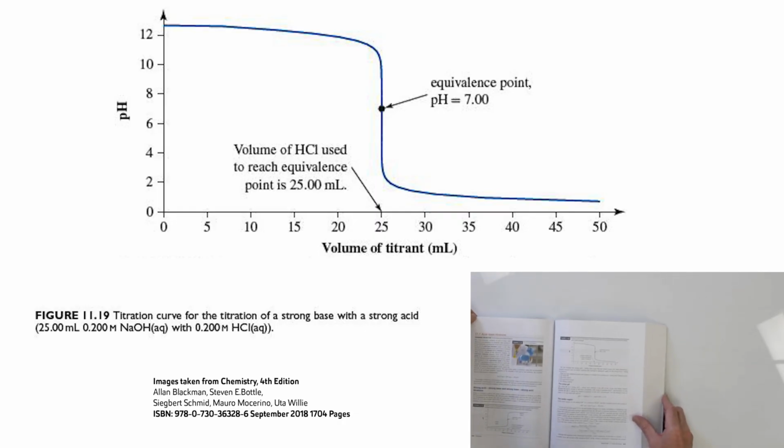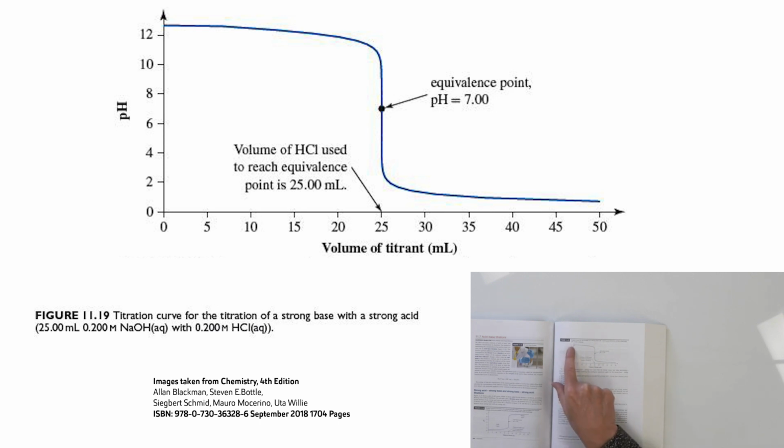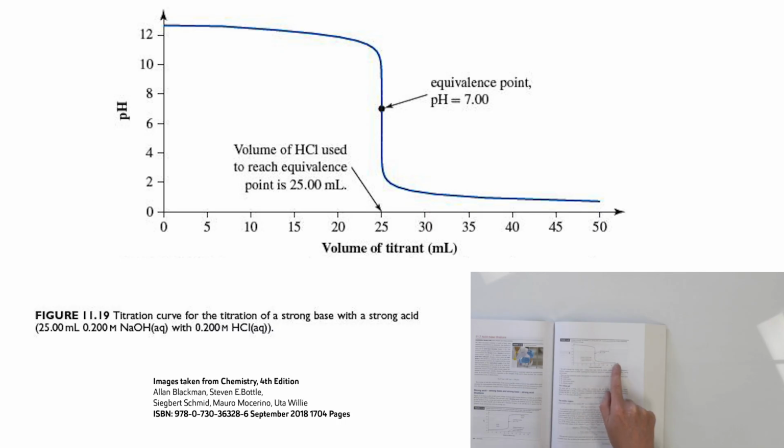We can then fairly whiz through the strong base, strong acid titration because it's essentially a mirror image of the strong acid, strong base titration. We start off with 0.2 molar sodium hydroxide up here. In our conical flask, we're going to add now 0.2 molar HCl from the burette, and that's going to give us now a titration curve that looks like this.